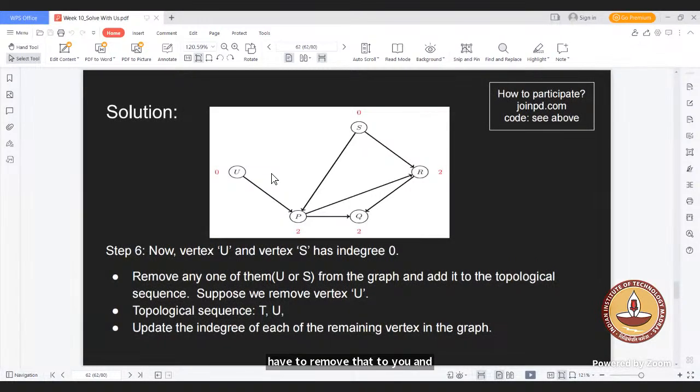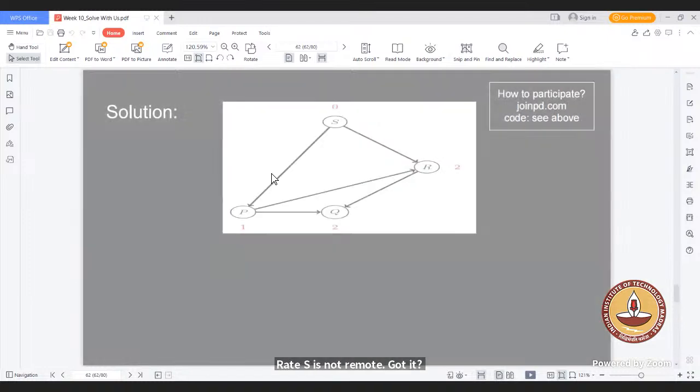And we have to update the integrity. Which of the vertices will have a change in integrity? P, right? So what will be the new integrity of P? It is 1. This is not removed, right? There is still an edge from S to P, since S is not removed. So it will be 1 here.